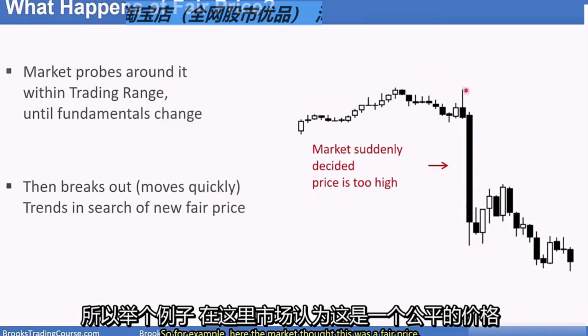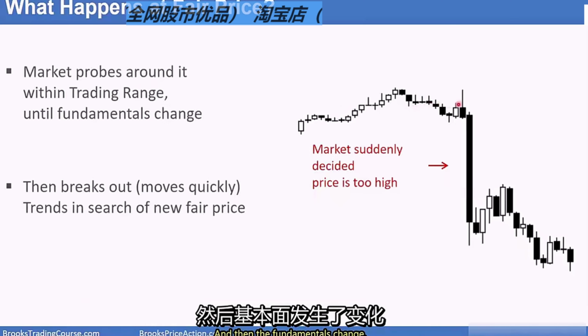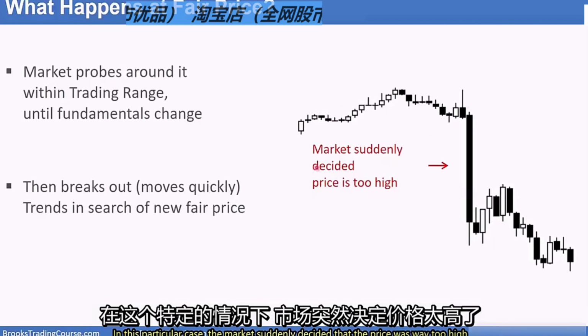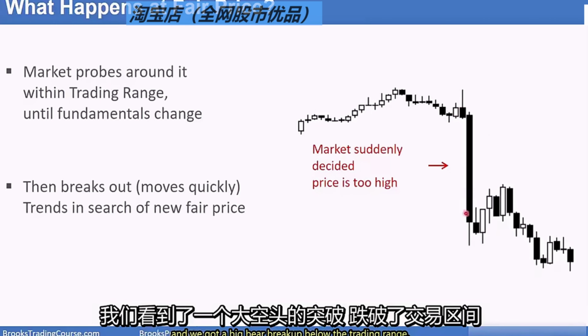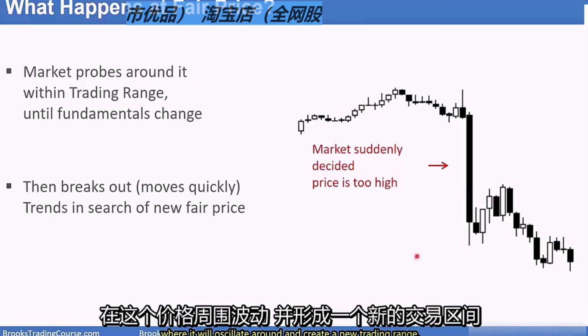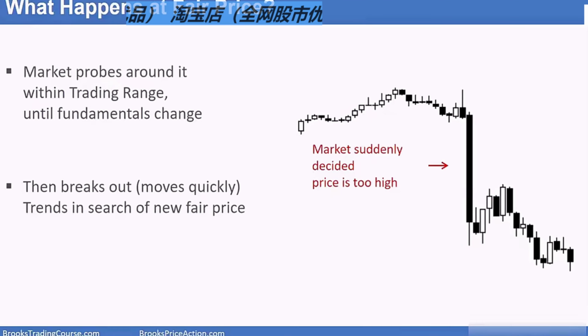So for example, here the market thought this was a fair price. And then the fundamentals change. Some piece of information comes out, and in this particular case, the market suddenly decided that the price was way too high, and we got a big bear breakout below the trading range. The market is in search of a new fair price where it will oscillate around and create a new trading range.